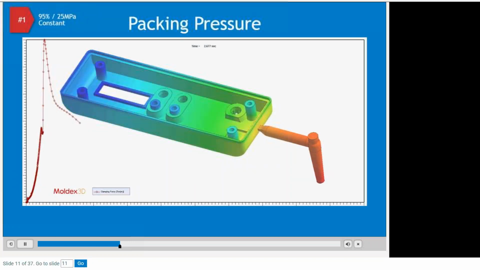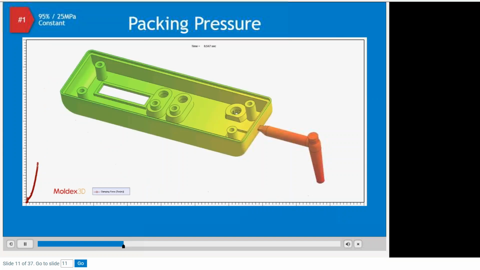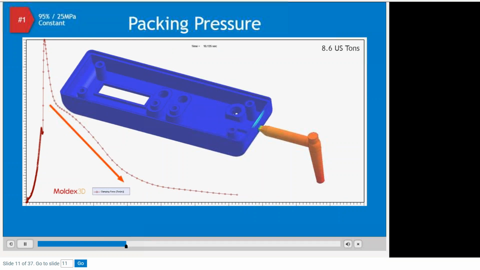Now let's look at the packing pressure and the resulting clamp tonnage development for this example. The pack pressure of 25 megapascals results in a clamp tonnage of about 8.6 US tons. The curve shows the clamp tonnage decreases quickly, and there is no residual pressure inside the cavity at the end of packing and cooling.